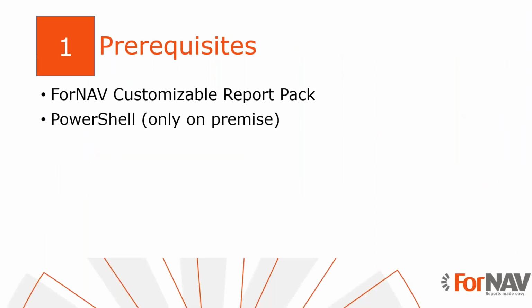Today, I will work on a Business Central on-premise server with the Business Central 2023 Wave 2 release. I have installed the universal code version of the ForNAV Customizable Report Pack, and I have executed the step-by-step wizard from the assisted setup to get started. Of course, the upgrade will work the same for a cloud environment. The only difference is that the upgrade runs automatically on cloud, while in on-premise you need to use PowerShell to install the upgrade.